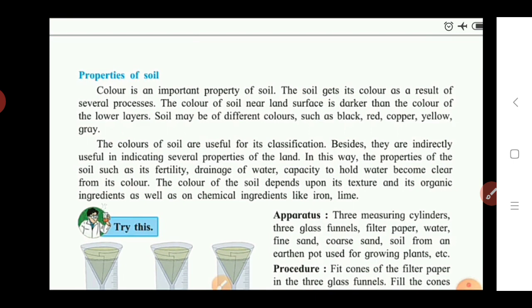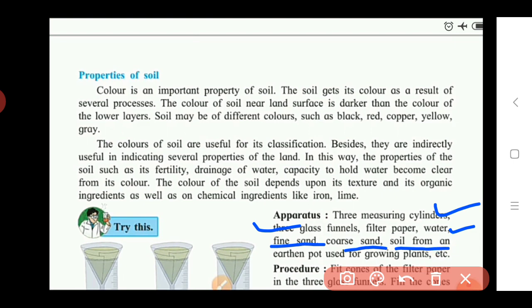Which apparatus are important for this? Three measuring cylinders, three glass funnels, filter paper, water, fine sand, and coarse sand. Coarse sand means in powder form. Sand is in a powder form. Then soil from an earthen pot means the very fine particles of the soil. These are used for the soil which is used for growing the plants.